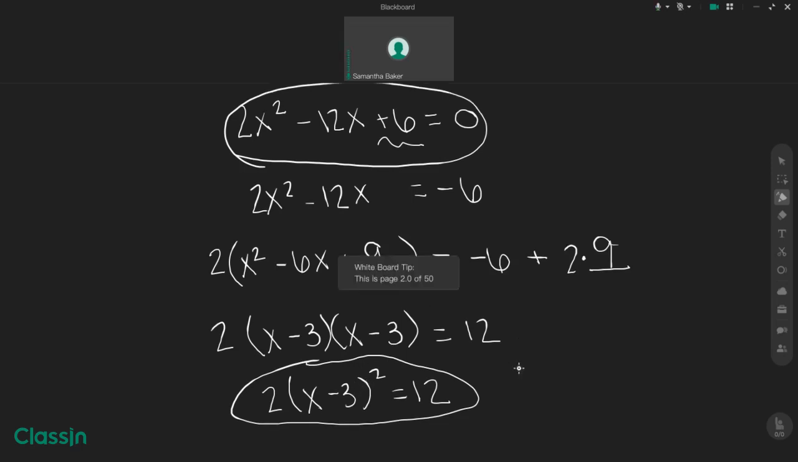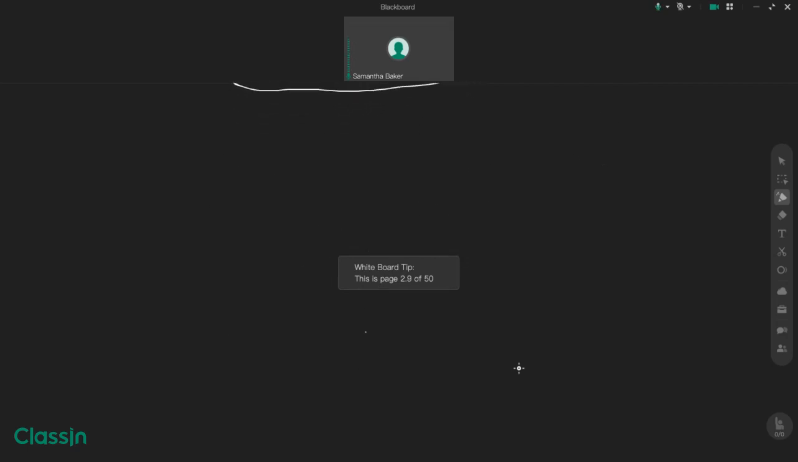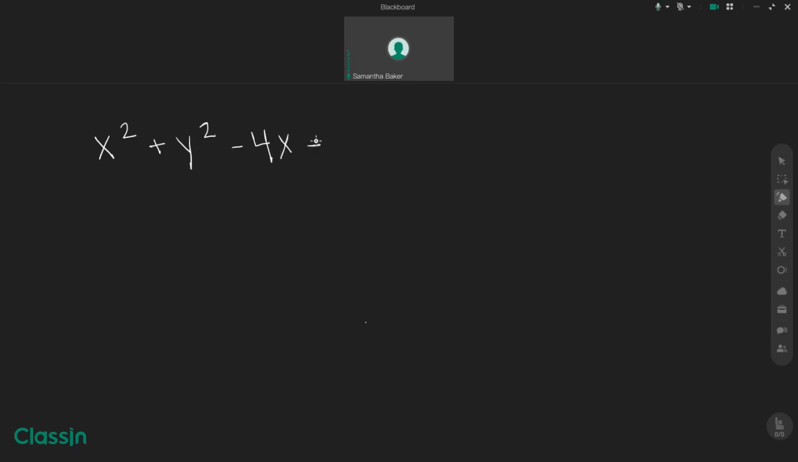Okay. Let's do our final example that looks more similar to your assignment. So for my final example, x squared plus y squared minus 4x plus 10y minus 24 equals 0. Algebra 2 is a lot of just organization. You can stay organized with your work. It will help you solve these problems.